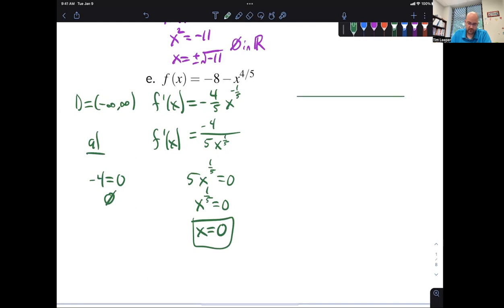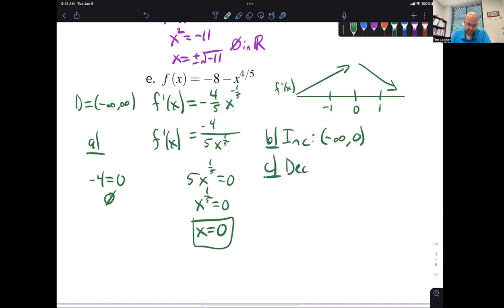Then we're going to look at the number line. We need test points to both the left and the right of 0. So if I plug in -1 here, that gives me -5 in the denominator. So -4 over -5 is a positive, which means it's going up from left to right there. And then plug in the 1, that's +5 in the denominator, which makes that -4 over 5. So it's going down from left to right. And again, we're plugging that into the derivative here. So B is telling me that we are increasing from -infinity to 0, and C is telling me we are decreasing from 0 to infinity.